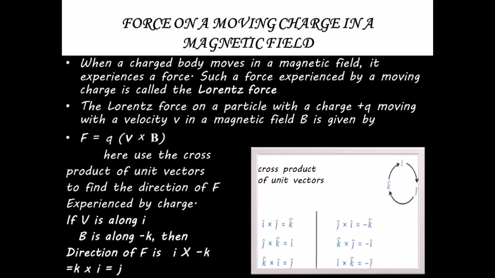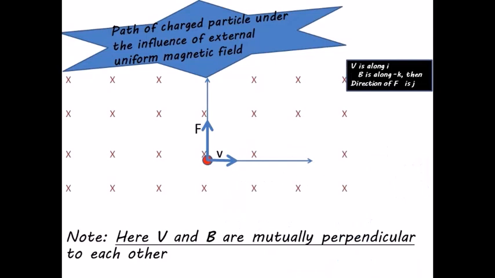So let us have a look at the animation to understand the concept more clearly. All the crosses on the screen represent the magnetic field, and V here is the velocity of the charged particle. See, the charged particle initially is moving along the x-axis, so the velocity vector is along i cap, magnetic field along minus k cap. And just now we proved that the direction of force is j cap. That is why the force has been shown along the positive y-axis.